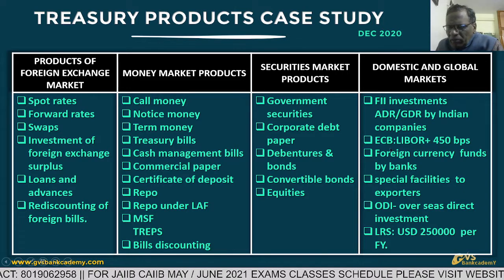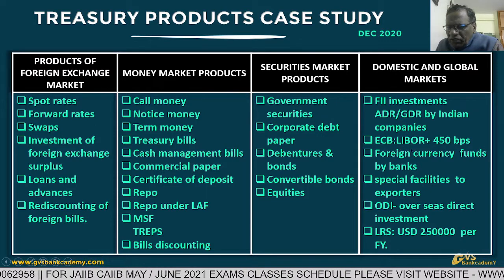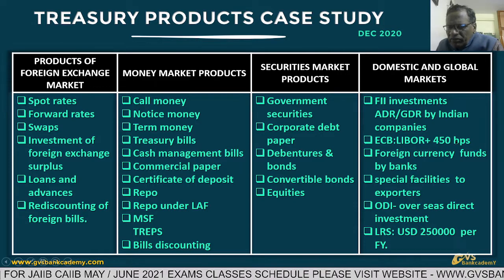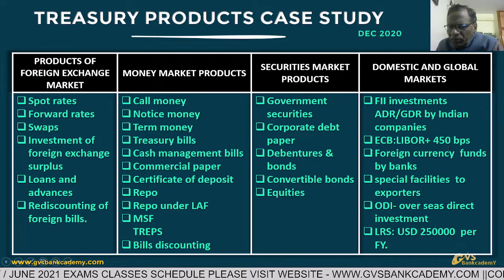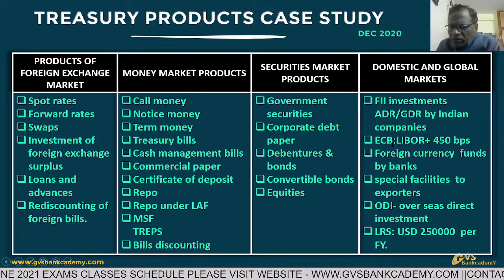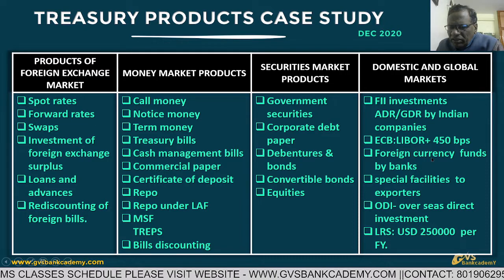Number one. Number two, for issuance of ECB, security cover is very less. Security is also not required or sometimes very less. So that is the major plus point in this. So ECB, LIBOR, London Interbank Offer Rate plus 450 basis points on ECB borrowings. Then foreign currency funds by banks. Sometimes banks need foreign currency funds, they will borrow from abroad also.